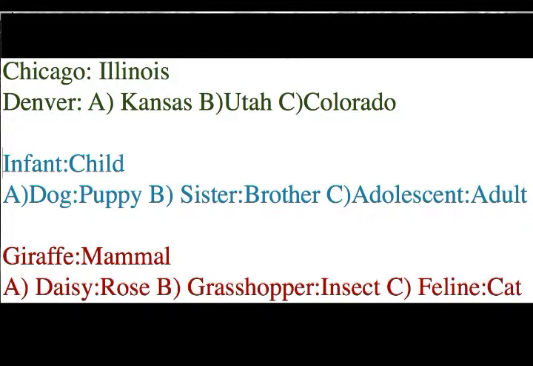Now, let's look at the last one before we go on to the activity. Giraffe is to mammal as Daisy is to rose, grasshopper is to insect, or feline is to cat. So yeah, guys, analogies are very important. They help you with your context clue skills. They help you with your literary analysis skills. So before we move on to the activity, go ahead and pause the video right here. Ask the teacher any questions that you need to before we move on to the activity.